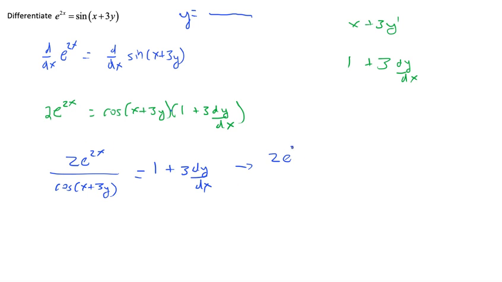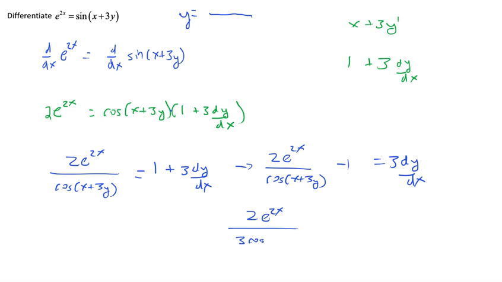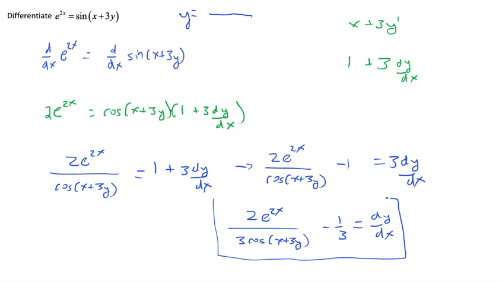I get 2 e to the 2x over the cosine of x plus 3y, minus 1 equals 3 dy dx. And last step here, I'll just divide everything by 3. So I get 2 e to the 2x over 3 cosine of x plus 3y, minus 1/3, and that should equal my dy dx. This is going to be the final answer. Notice in the final answer, I do have x's and y's, and whenever we do implicit differentiation, that usually will happen.